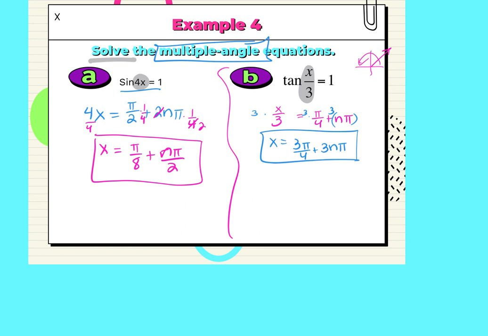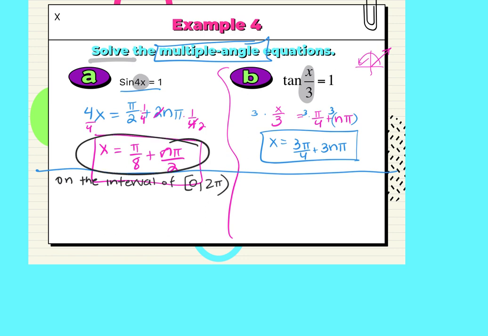So now let's say that same question had the instructions that said on the interval of 0 to 2 pi. Now normally if that happens, I don't do this part first. I don't find the nk pi, or the 2n pi, sorry. But because we alter that interval, you have to do it first. So you would still do this whole process.